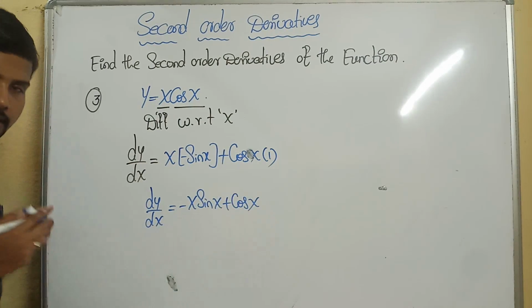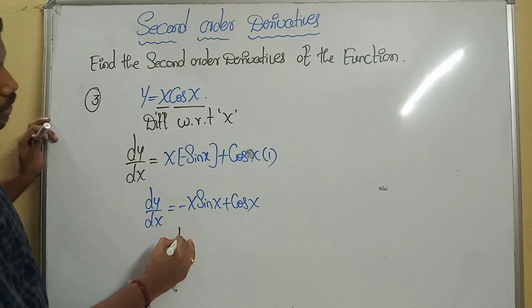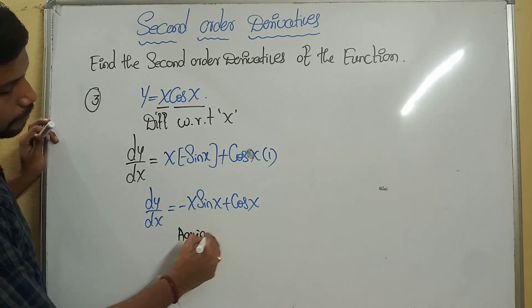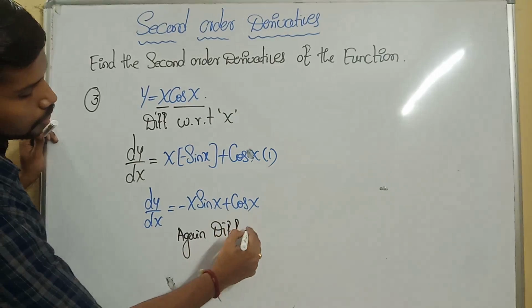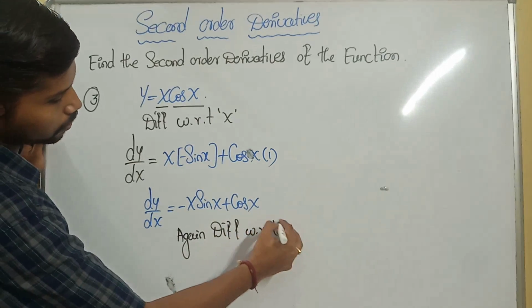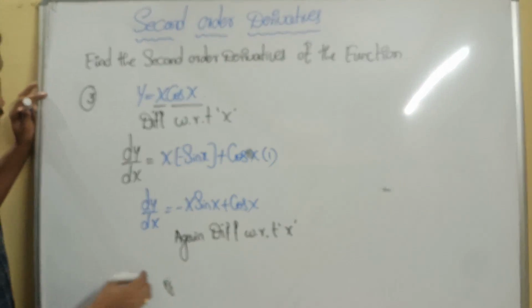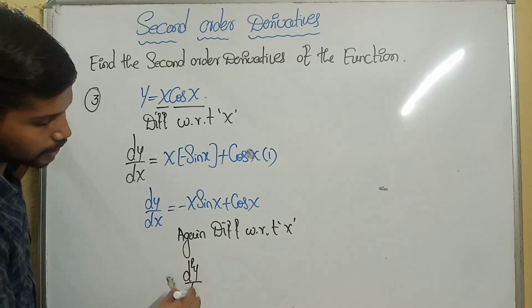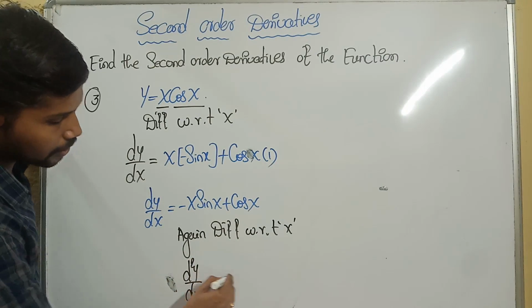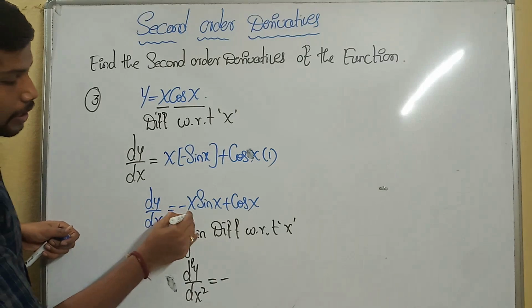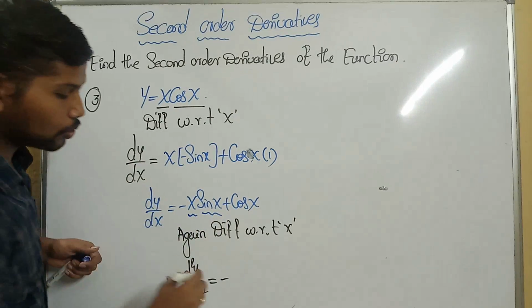cos of x. After this, again differentiating with respect to x, the derivative of dy by dx will be d square y by dx square. Now minus as it is, x sin x, and I need to apply u into v.